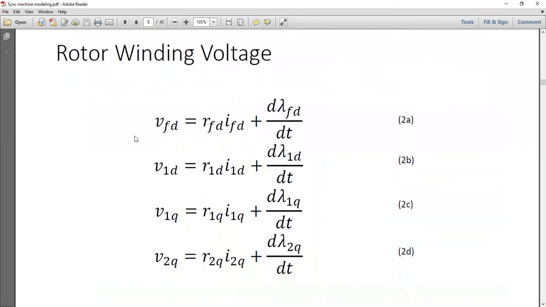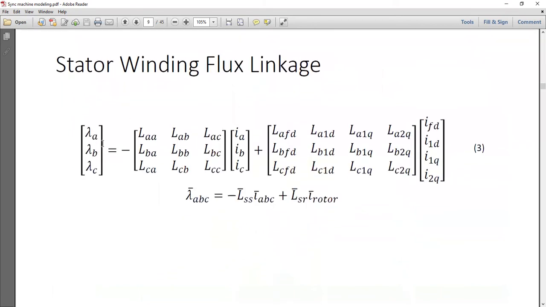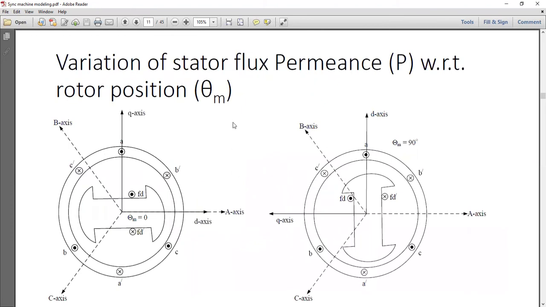And similarly, we wrote the equations for the rotor winding. We looked into the flux linkage equations. So there will be 7 currents in the 7 coils: IA, IB, IC along the stator coils, and IFD, I1D, I1Q, and I2Q. And these were the vector representations. Similarly, we wrote down the rotor winding flux linkage equations, as well as the vector representation for that.